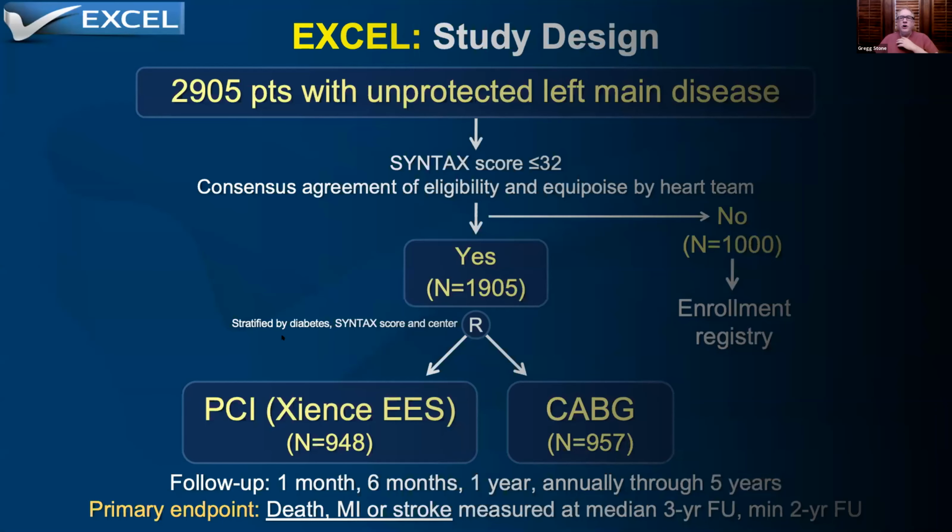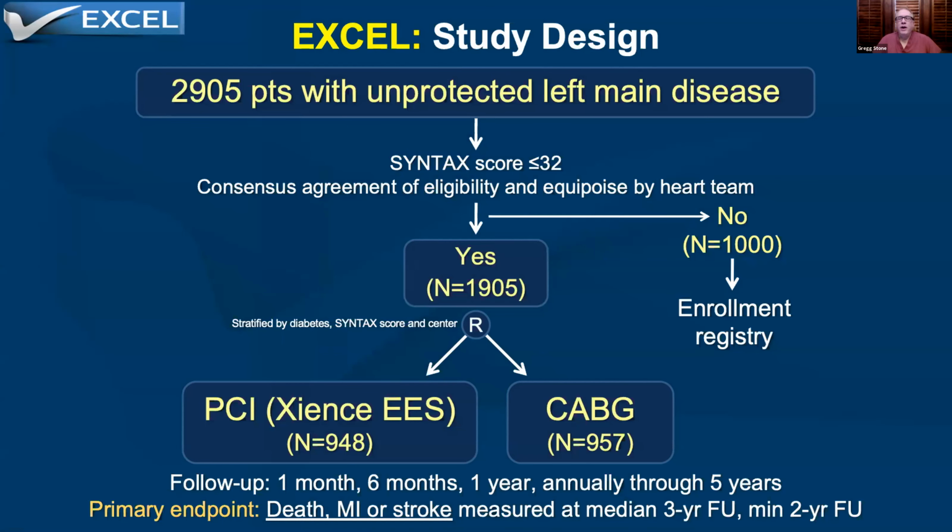Okay. Thank you. So this was the Excel trial. And as you know, we took 2,905 patients with unprotected left main disease. We screened for the patients that had a syntax score of less than or equal to 32, in whom there was consensus agreement by the surgeon that he could operate and by the interventionalist that he or she could get a good revascularization result. So there were very few exclusion criteria in this trial other than that and acute myocardial infarction.